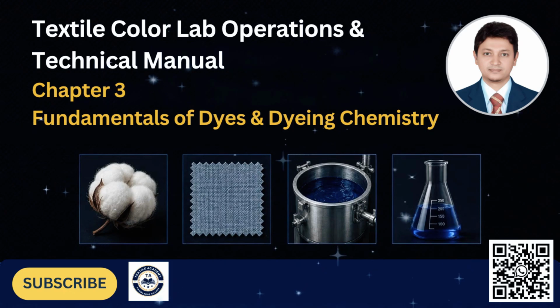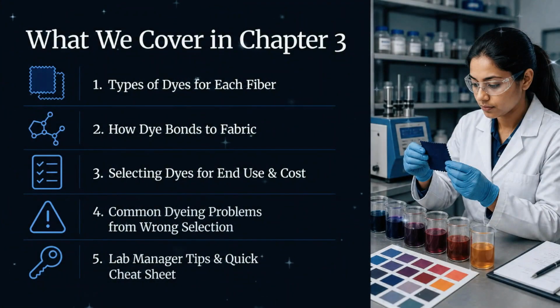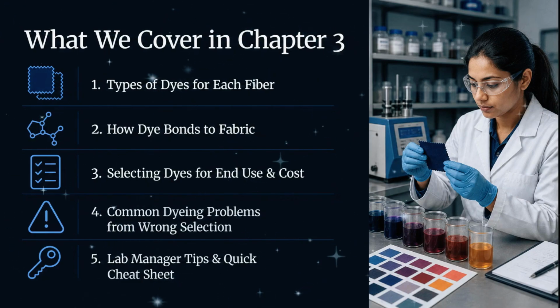Welcome to Chapter 3 of the Technician Training Series, Fundamentals of Dyes and Dyeing Chemistry. This chapter is part of the Textile Lab Training Program. In this chapter, we will cover 5 key areas: the types of dyes for each fiber, how dye bonds to fabric, selecting dyes based on end use and cost, common dyeing problems from wrong selection, and valuable lab manager tips, and a quick cheat sheet.